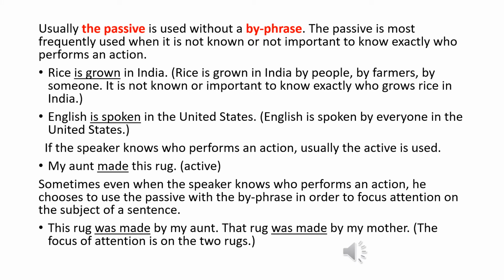Usually the passive is used without a by phrase. The passive is most frequently used when it is not known or not important to know exactly who performs an action. If you take the following examples into consideration, rice is grown in India. Rice is grown in India by people, by farmers, by someone, by whoever. It is not known or important to know who exactly grows rice in India.